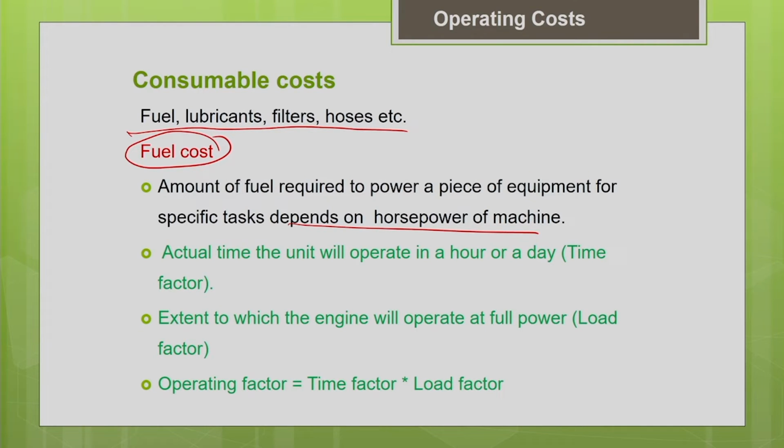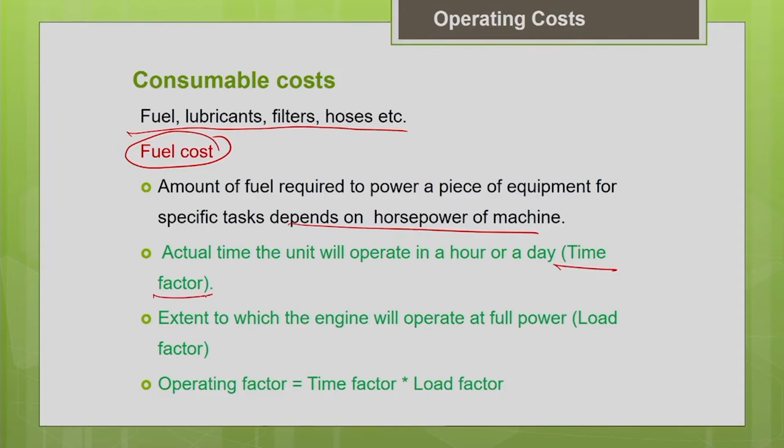The amount of fuel required to power a piece of equipment for a specific task depends upon the horsepower of the machine. The greater the horsepower of the machine, the more your fuel consumption will be. This is one important thing we have to note. Depending upon the horsepower of the particular engine or machine, your fuel consumption will vary.